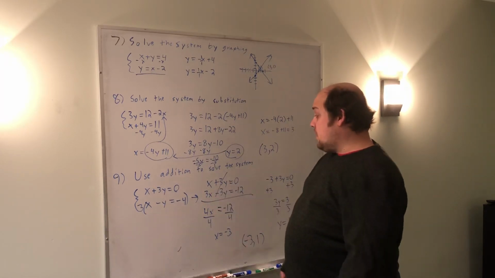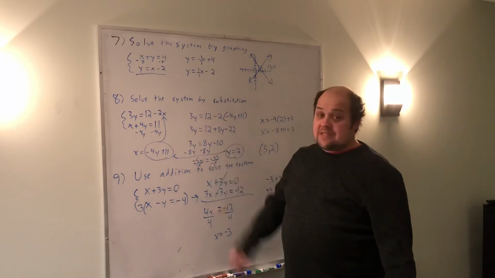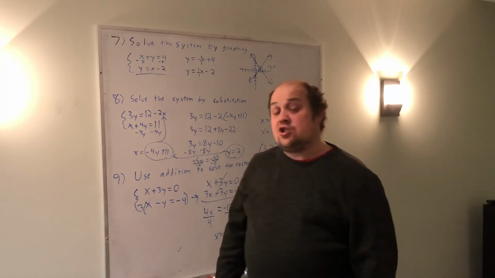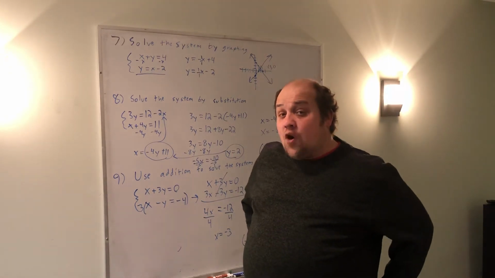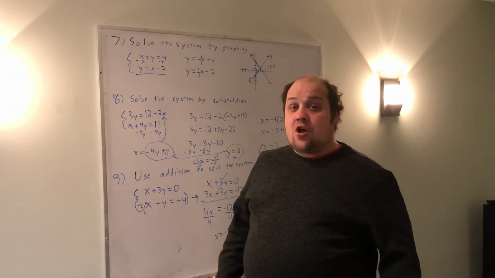Finally, for addition method, it works the same as substitution. If I get an answer that's true, 5 equals 5, I call it a dependent system. If I get an answer that's false, 0 equals 5, I call it no solution.